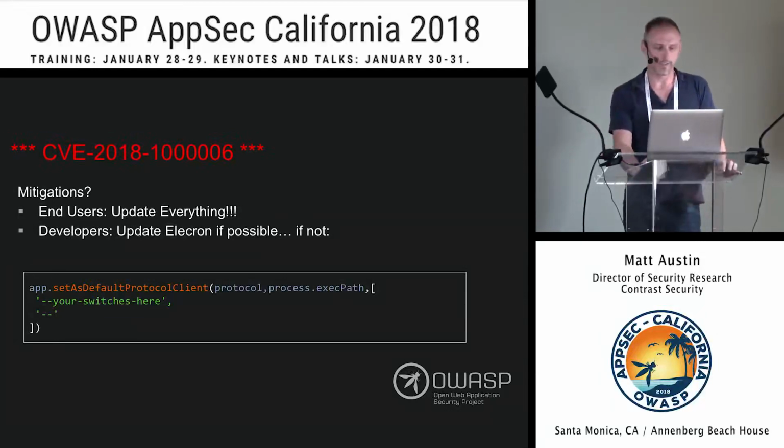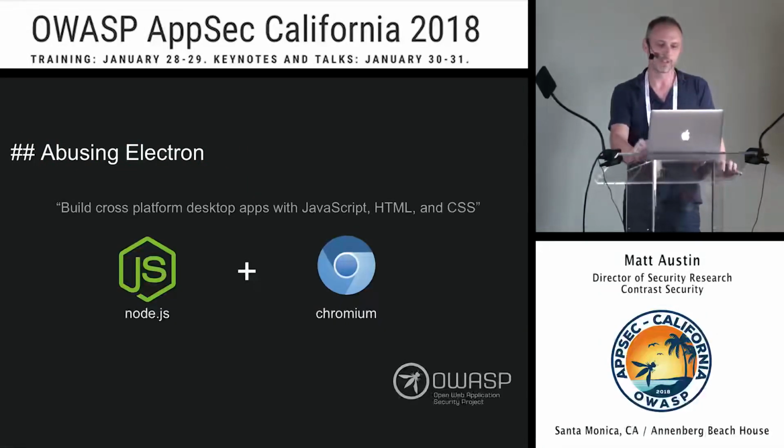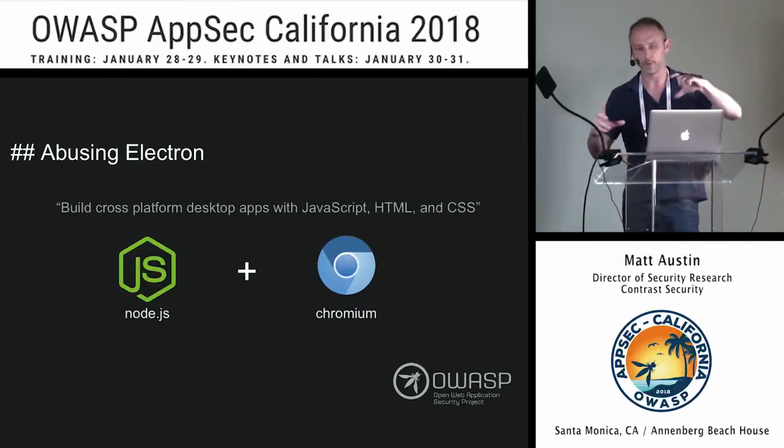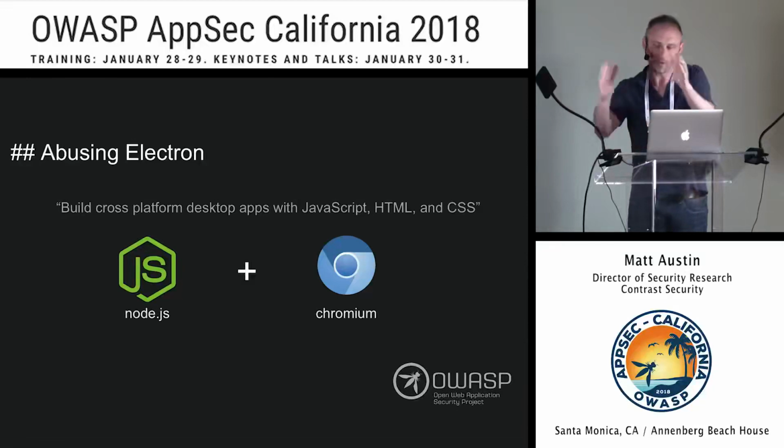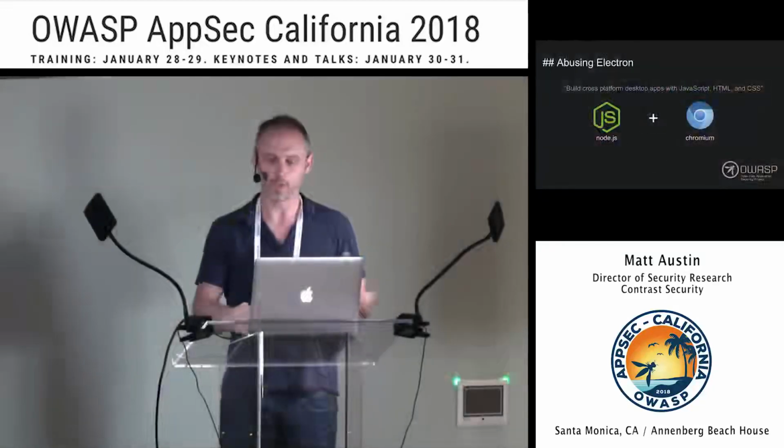So to get back on track a little bit, abusing Electron. Electron is a Chrome renderer, and it has Node behind it. And so you can write code in Node, then you can embed a window, a frame that loads all of your viewpoints and everything.